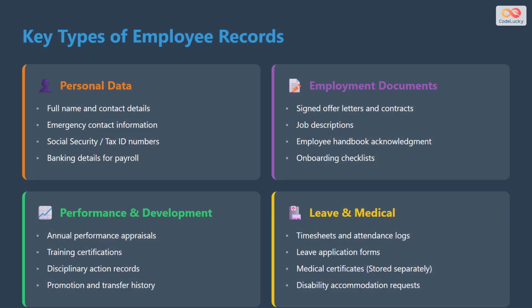HR files contain various types of data. We generally categorize them into four groups. Personal data includes contact info and tax numbers. Employment documents cover contracts and job descriptions. Performance records track reviews and training. Finally, leave and medical records track attendance and health information, which often require higher security clearance.